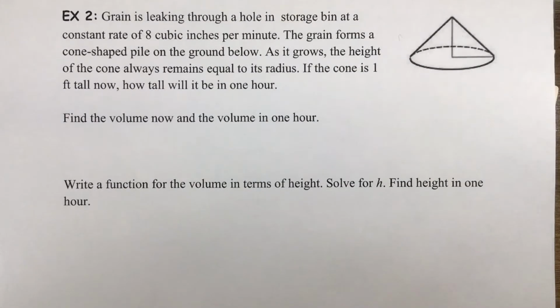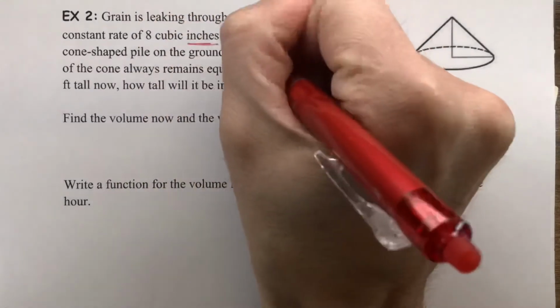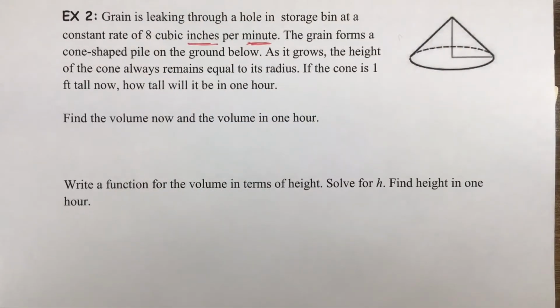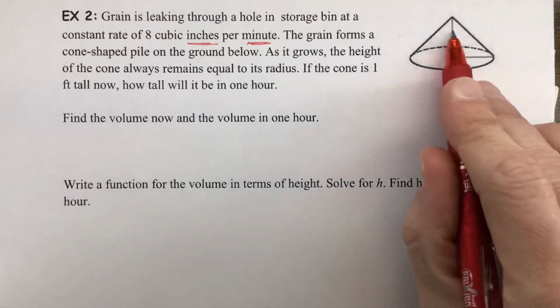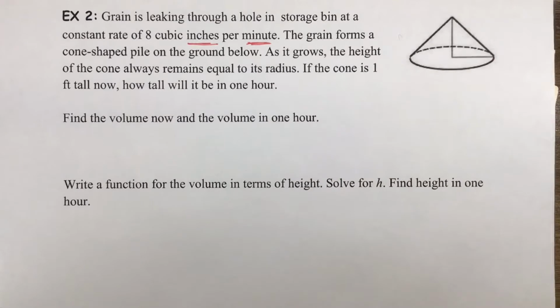Example 2. Grain is leaking through a hole in a storage bin at a constant rate of 8 cubic inches per minute. The grain forms a cone-shaped pile on the ground below. As it grows, the height of the cone always remains equal to the radius. This measurement here, the height, is going to be equal to the radius at all times. If the cone is 1 foot tall now, how tall will it be in 1 hour?